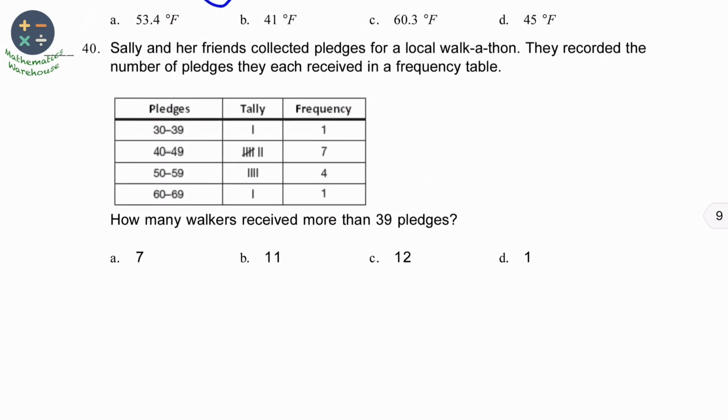Next question. Sally and her friends collected pledges for a local walk-a-thon. They recorded the number of pledges they each received in a frequency table. How many walkers received more than 39? So we have to add all of these more than 39. So it's 7 plus 4 plus 1. The answer would be 12, which is C.